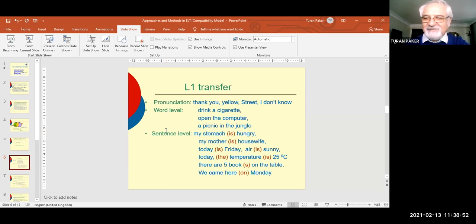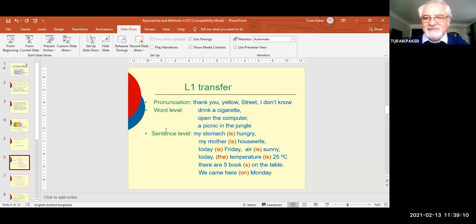So that's why that is içmek, okay? They just think that rather than saying smoke a cigarette, you may hear them saying drink a cigarette. Or rather than turn on the computer, they may say open the computer, because in Turkish we have only one word for this.